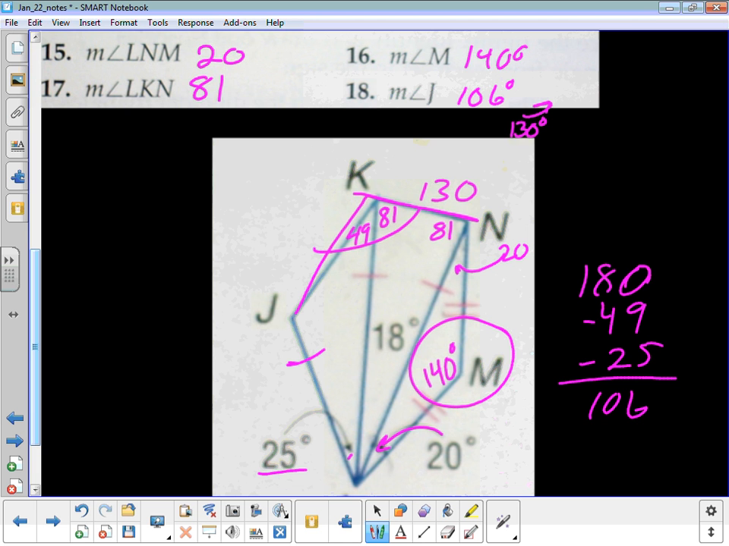So it goes back to the fact that the three angles in a triangle add up to 180, and if it's an isosceles triangle, the two base angles are going to be congruent. Okay, that is what you're going to be working on in the assignment.